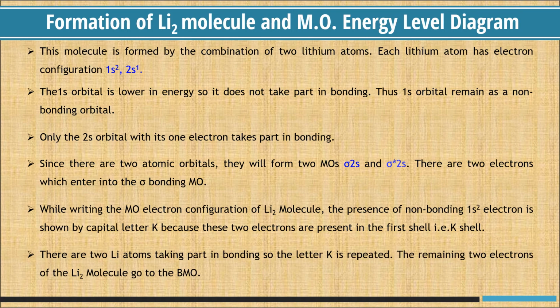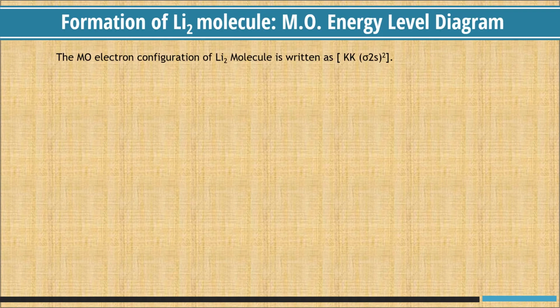There are two Li atoms taking part in bonding, so the letter K is repeated twice, and the remaining two electrons of the Li2 molecule go to the bonding molecular orbital. The molecular orbital electron configuration of the Li2 molecule is written as KK (sigma 2s)2.